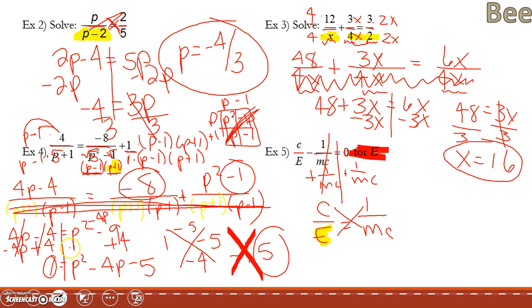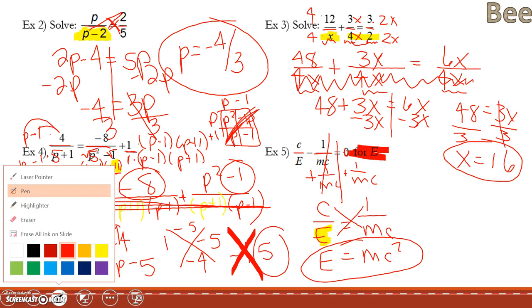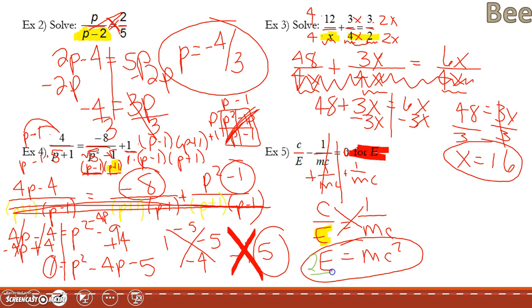1 times E is E. C times MC is MC squared. And so E is already alone, and so I don't have to do any more solving. If I cross multiplied and say I had like a 2 in front of the E, I would just have to divide it over the 2. But I didn't, so the answer just equals MC squared.